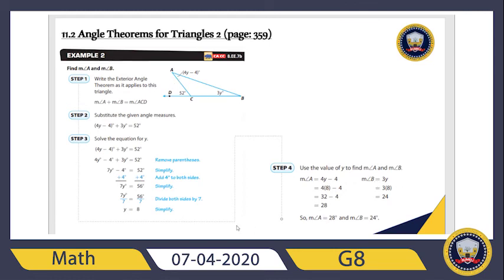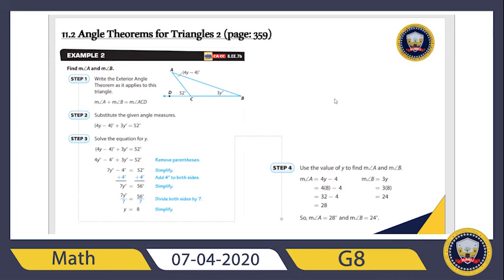Now what is the measure of B? We do the same thing. We take the value of y that we found here and we substitute it for y. So the measure of B is 3y, so it is 3 times 8, which is 24. So the measure of B is 24 degrees. B is 24 degrees and A is 28 degrees.